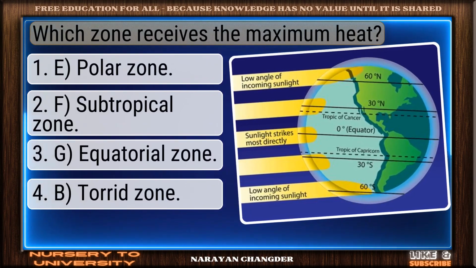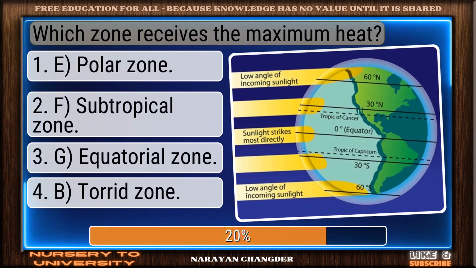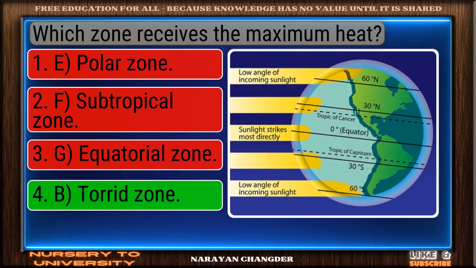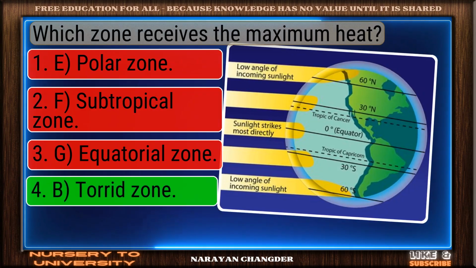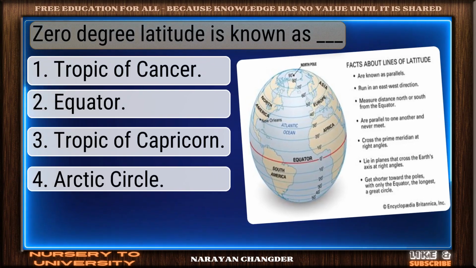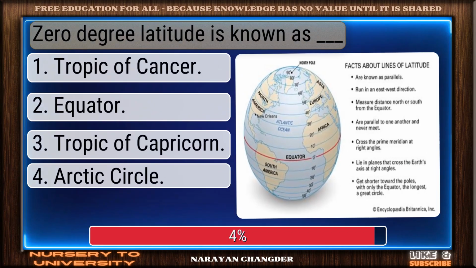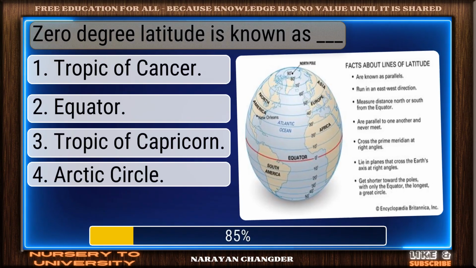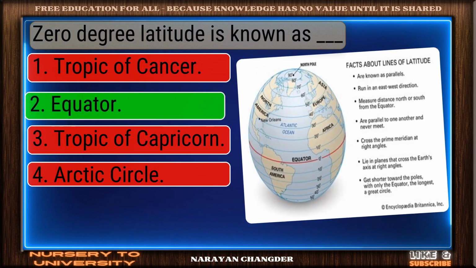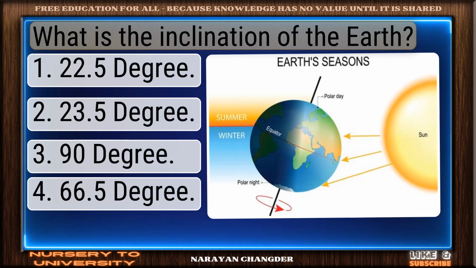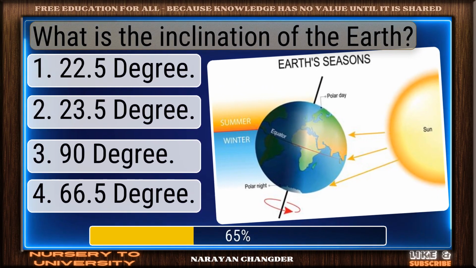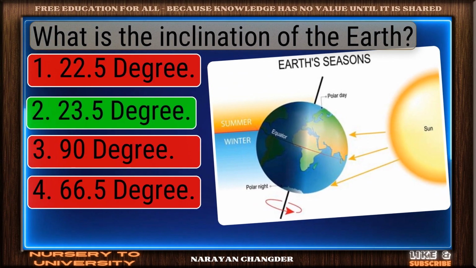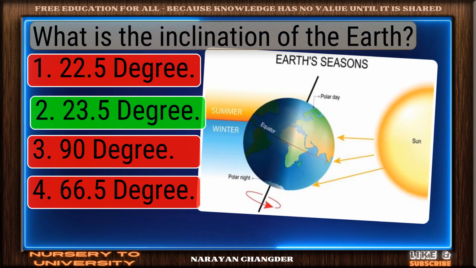Which zone receives the maximum heat? Well reasoned. B. Torrid zone is the correct choice. 0-degree latitude is known as dash. You chose equator, and it is correct. What is the inclination of the Earth? Good thinking. 23.5 degree is the right answer.